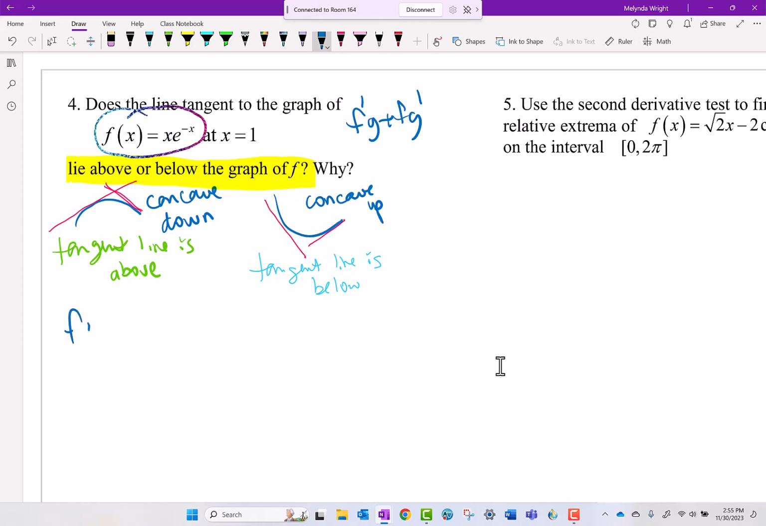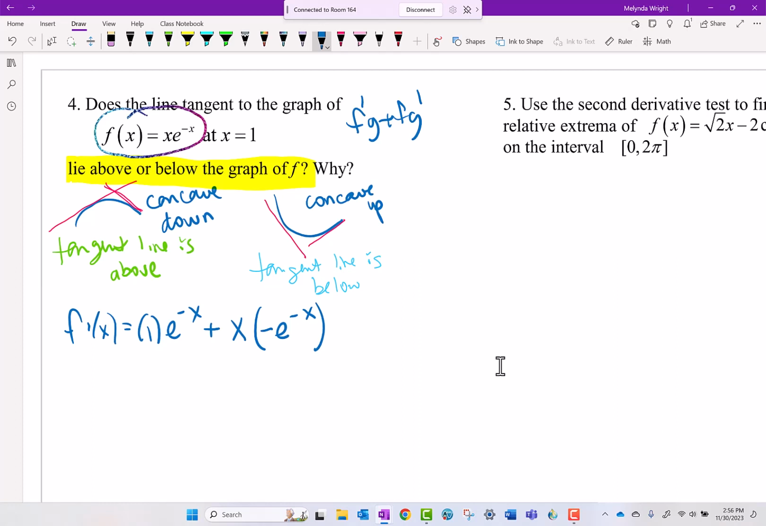Here we go. f prime of x equals: the derivative of x is 1, copy paste g, the e to the negative x, plus copy paste x. The derivative of e to the negative x is a chain rule, right? The derivative of e to the box is e to the box times the derivative of the box. What is the derivative of negative x? Negative 1. And that is my first derivative.